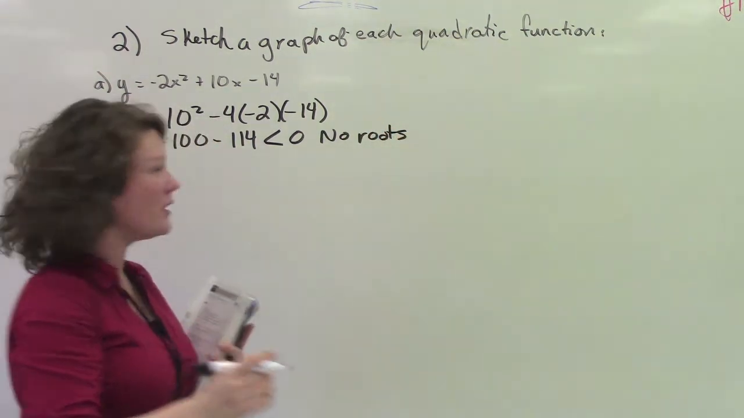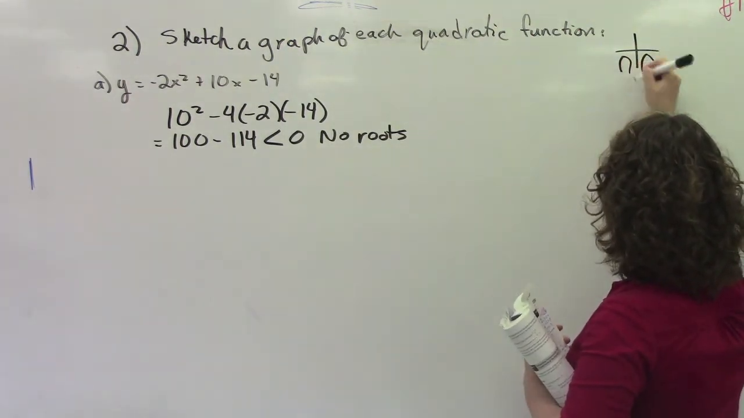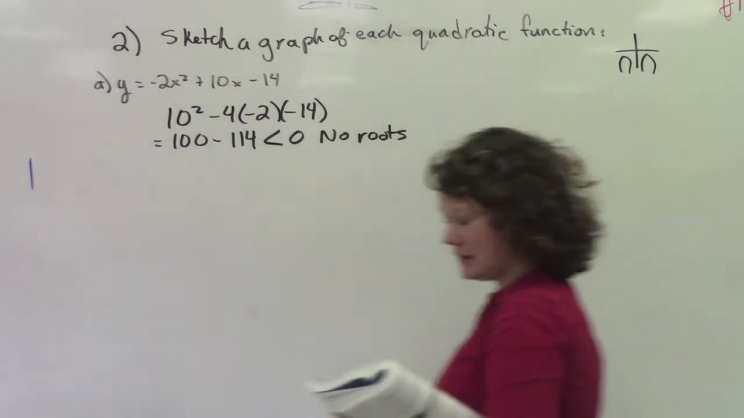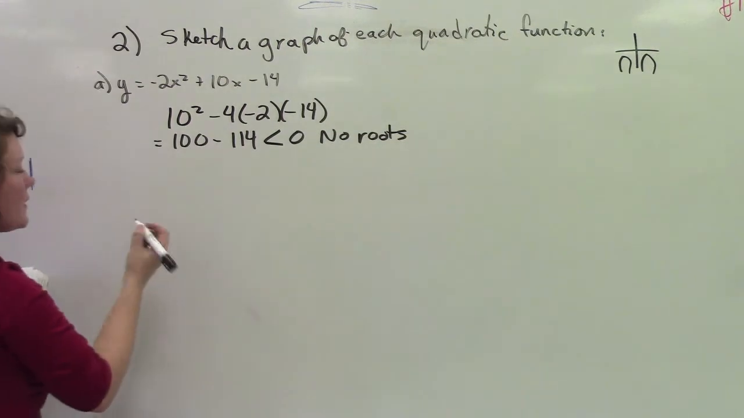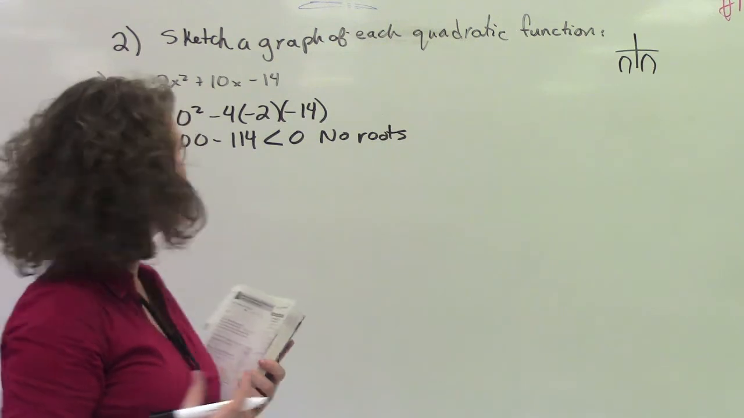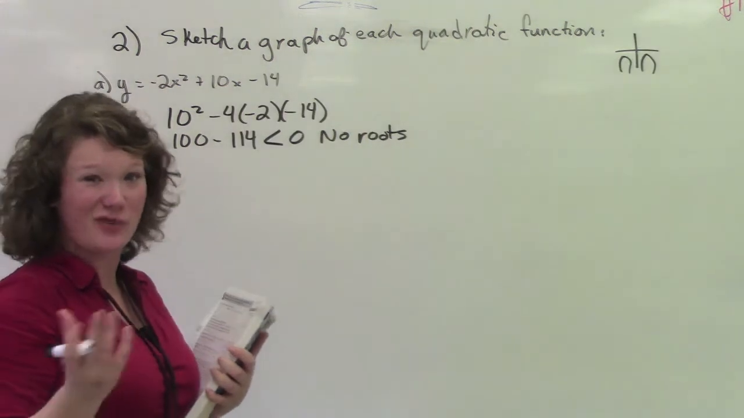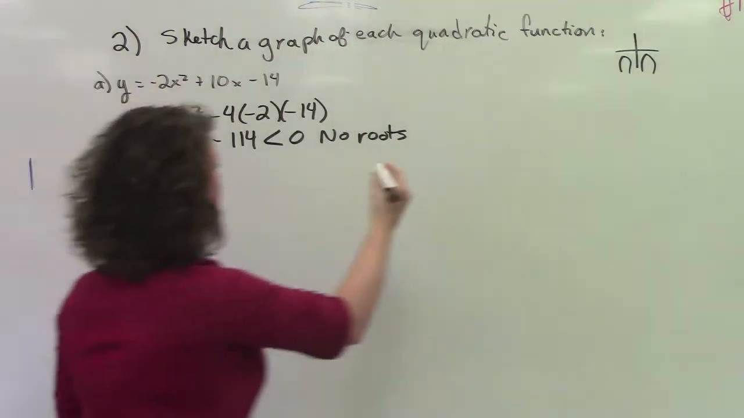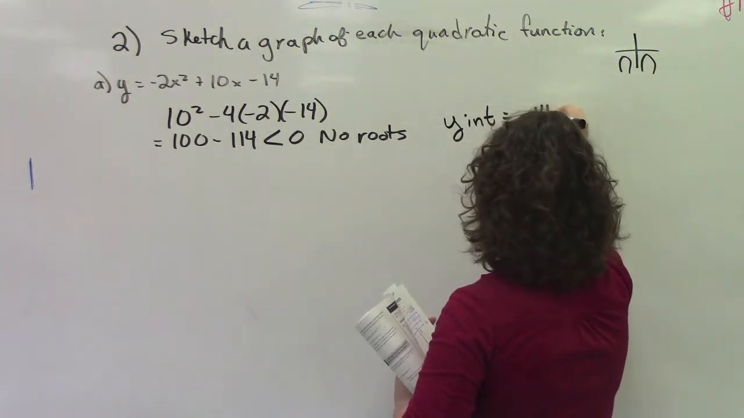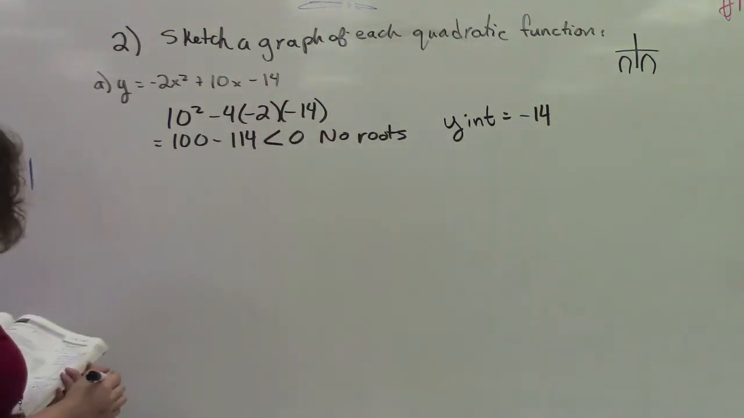So it's opening down, and I know that if I were to just draw a little sketch, the vertex is going to be below, okay? There are no roots, so it never touches the x-axis. So what I want to do with this one is use completing the square to help me out here, because then we can get the vertex right off the hop. Another thing that we should note is the y-intercept is negative 14, because right here is our c, negative 14.